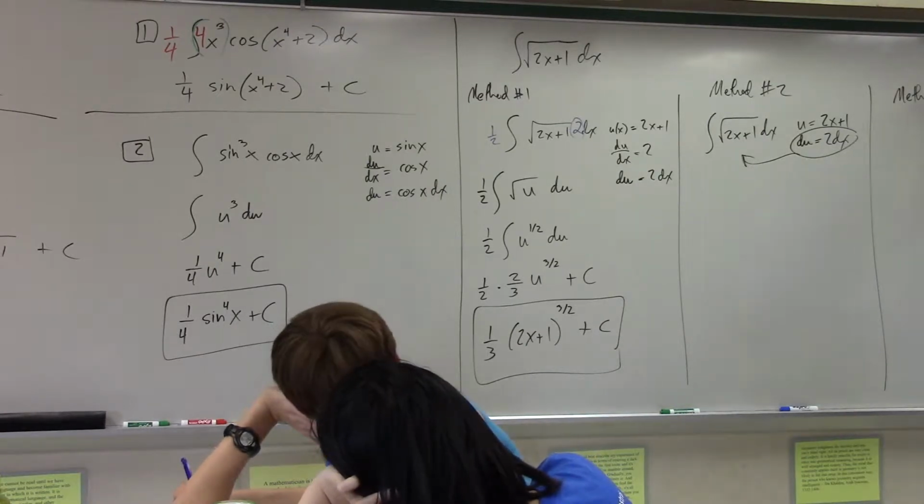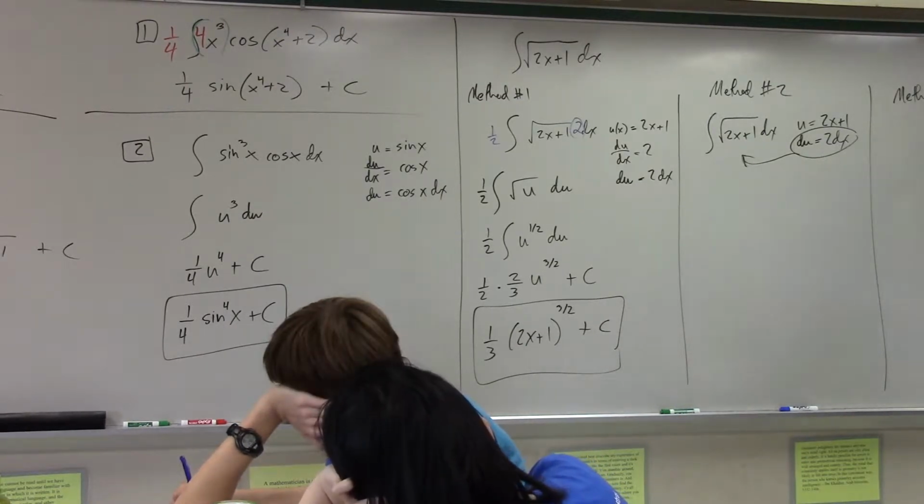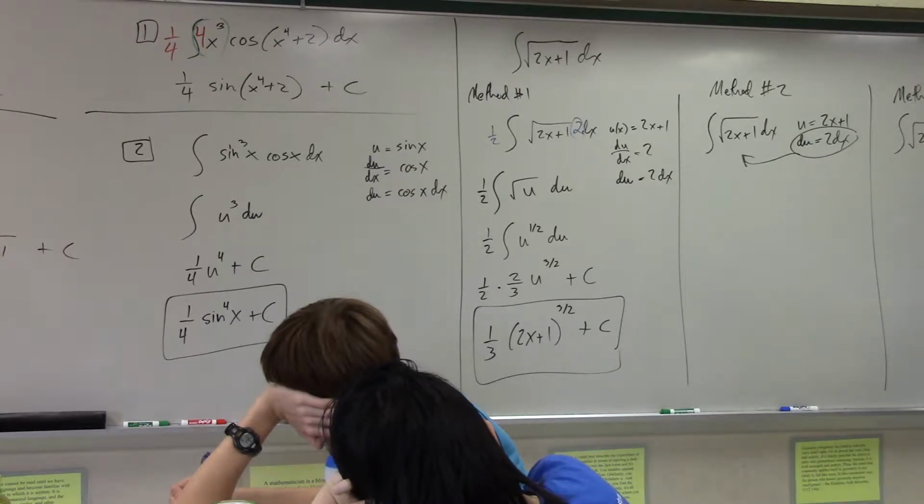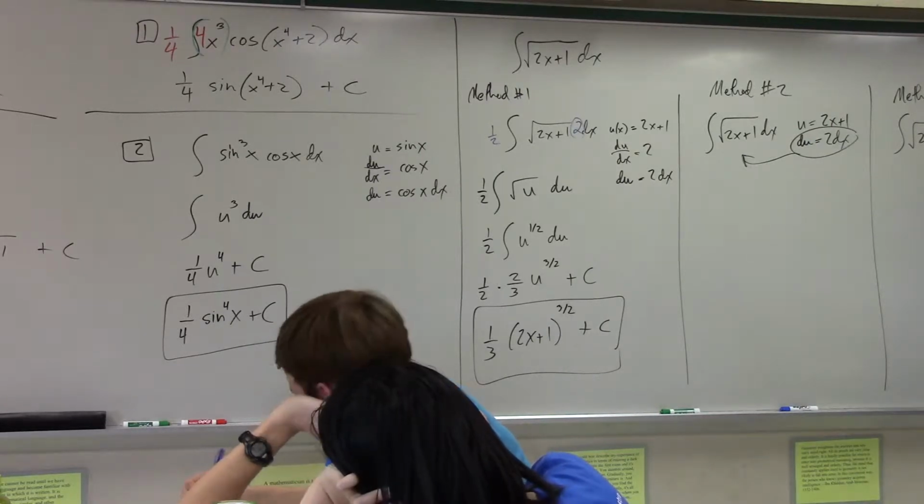Okay, method number 3 is also the same thing. I mean, it's really only one way, but different people write it differently. Method number 3 is actually slightly different. You still write u equals 2x plus 1, and you still differentiate, so you get that du equals 2 dx.